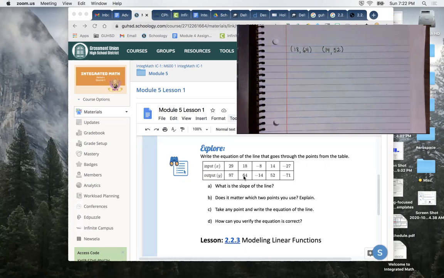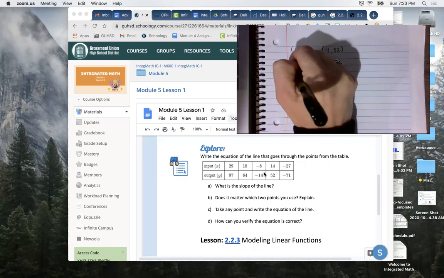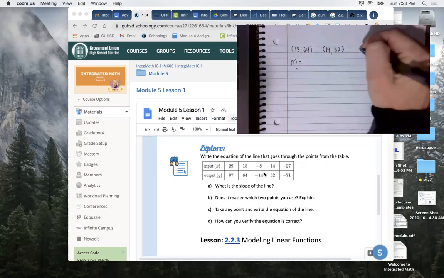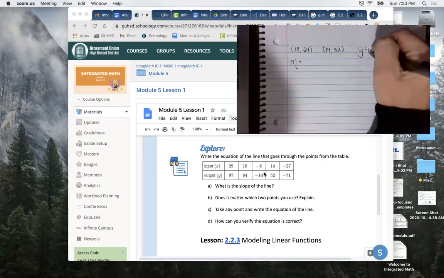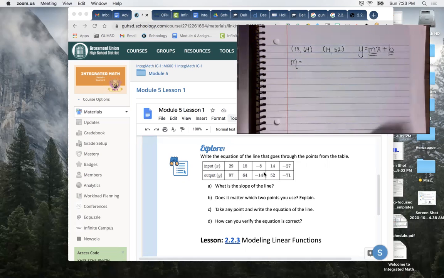Let's find the equation through those two points. There's going to be one line that goes through those two points. If you remember, the ultimate goal is y equals mx plus b. That's how we find the equation of the line. How is it growing, and where is the y-intercept? So I'm going to find my slope first.